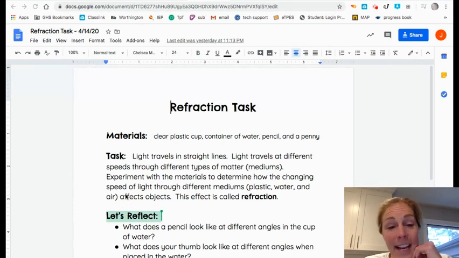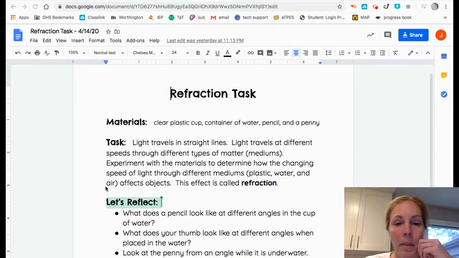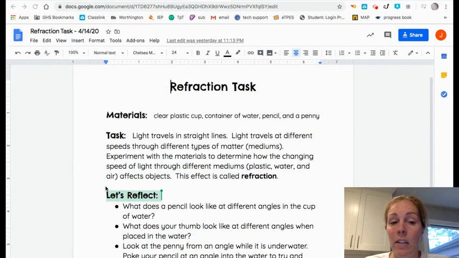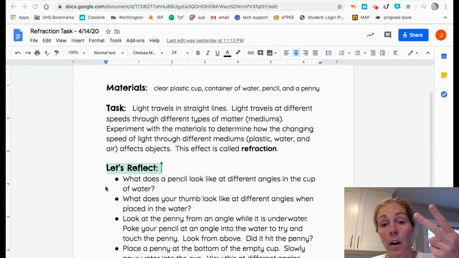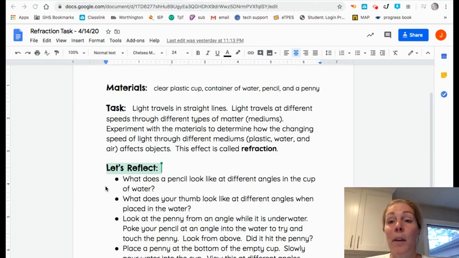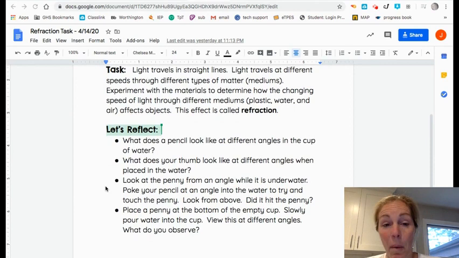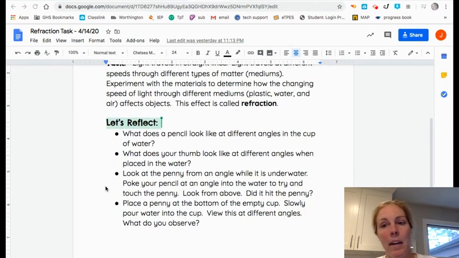All right, our task is that light travels in straight lines. Light travels at different speeds through different types of matter, otherwise known as mediums. Experiment with the materials to determine how the changing speed of light through different mediums, plastic, water, and air, affects objects. This effect is called refraction. So here are some guiding questions to help you as you experiment and observe with these materials.